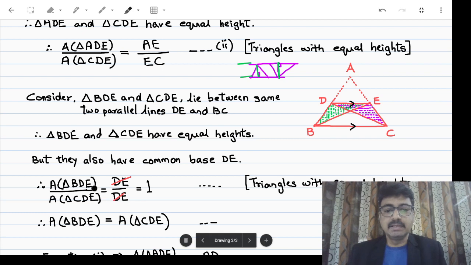Now, when we write this ratio of areas is equal to DE upon DE, we mentioned triangles with equal heights, and we make it 1, so it is also with equal bases. Therefore, area of BDE and area of CDE become equal. Let us call this equation number 3.